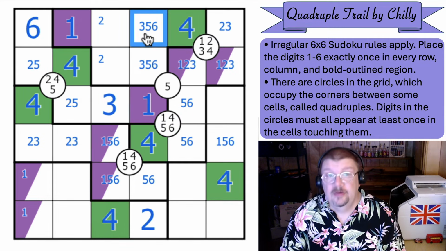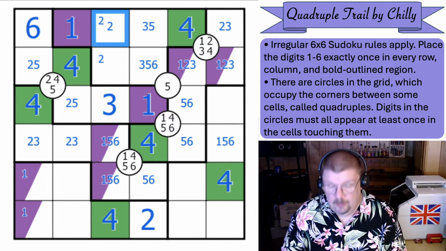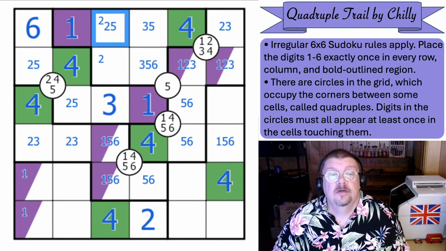That is no longer a 6. That's a 3 or a 5. This must be 2 or 5.